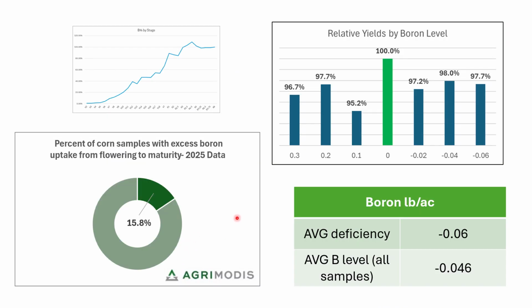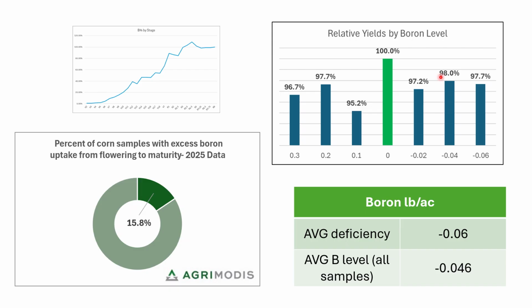In our data set, we only had luxury levels of boron in about 16% of our samples, meaning 84% had some level of deficiency, but it wasn't high. So we broke that out and looked at the impact. Here you can see the relative yields by boron level. If you didn't have deficiency or excess, I set that at 100% of yield potential. And you really only had about a 2% drop, maybe up to 3 on most of these conditions, meaning across thousands and thousands of samples, it only made about a 5 or 6 bushel difference for boron content.